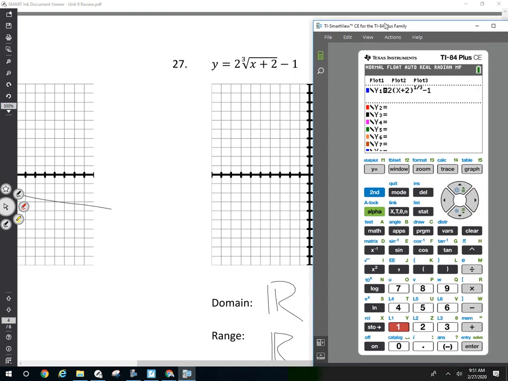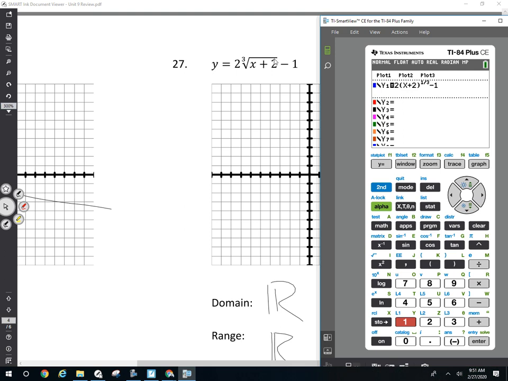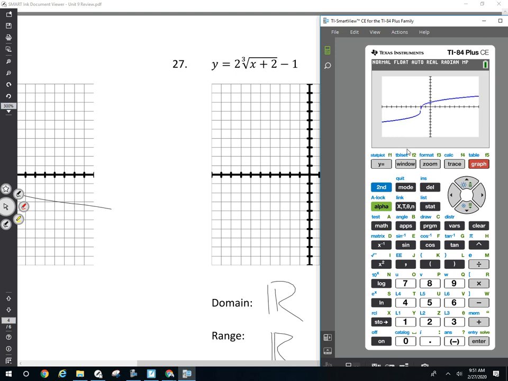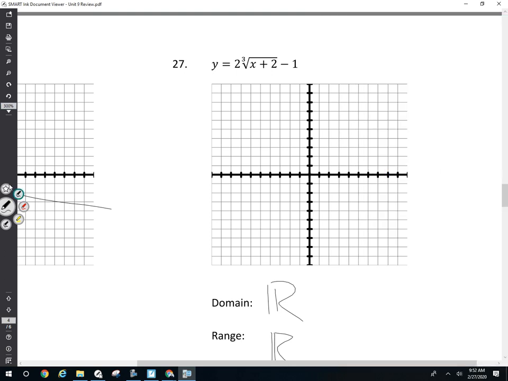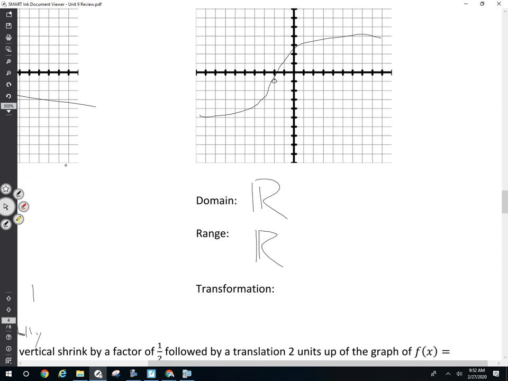I'm subtracting 1. I know that I'm going to shift left 2, I'm going to go down 1, and this is going to be a vertical stretch of 2. There we are. So left 2, down 1. Here's like my epicenter kind of. It's a little bit stretched. I'm not going to be specific. It doesn't have to be perfect.